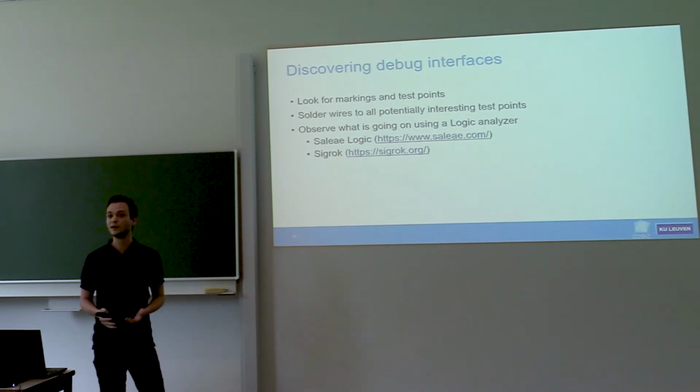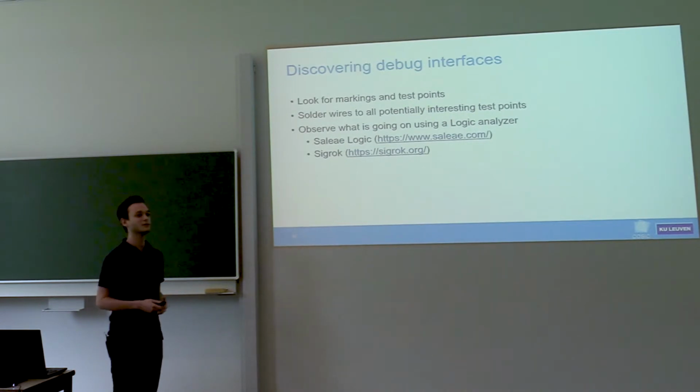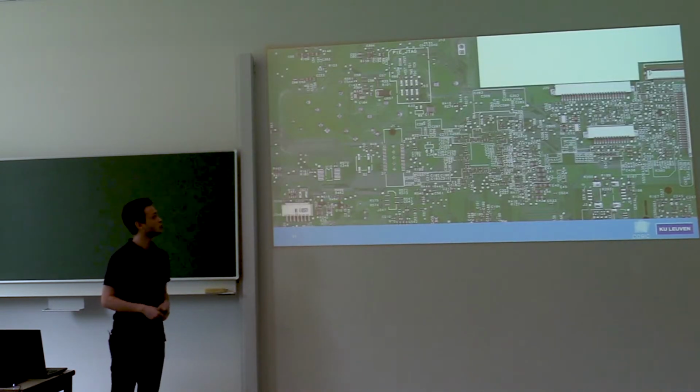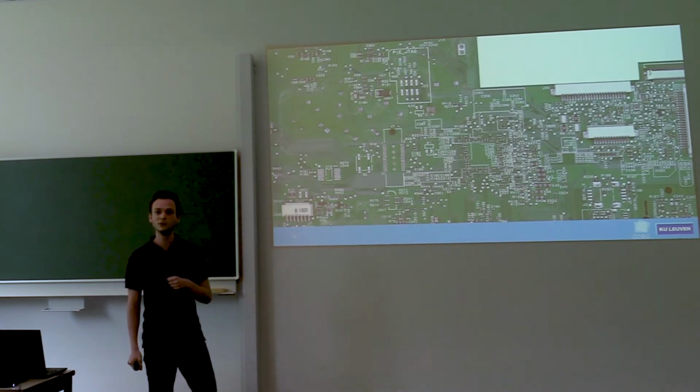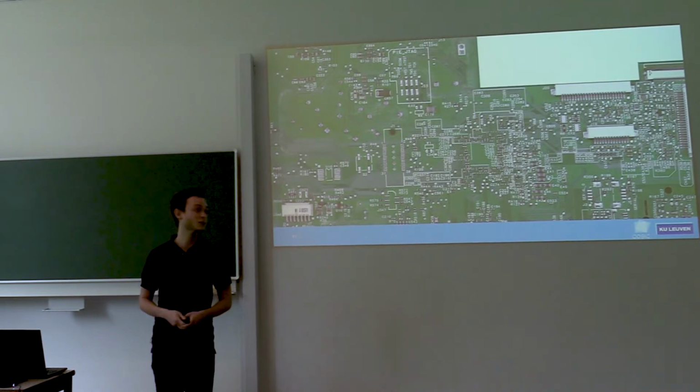So how do we identify these debug interfaces? Again, the first thing to do is just look at the board. Oftentimes it will be marked on the board, and you can just solder a wire to it, and then you're golden. Another way to do it is to solder wires to all of the test points you can find, and then connect the logic analyzer to it and see what is going on each of these wires.